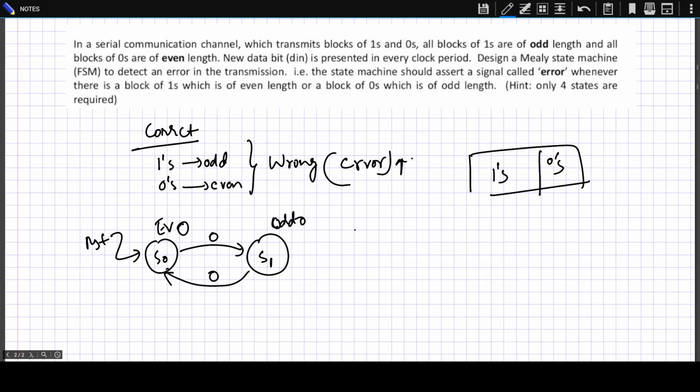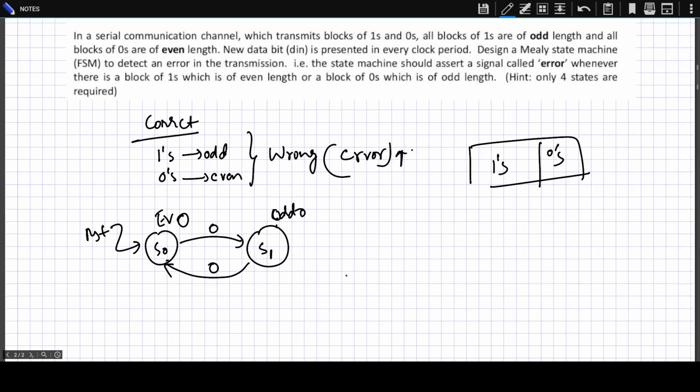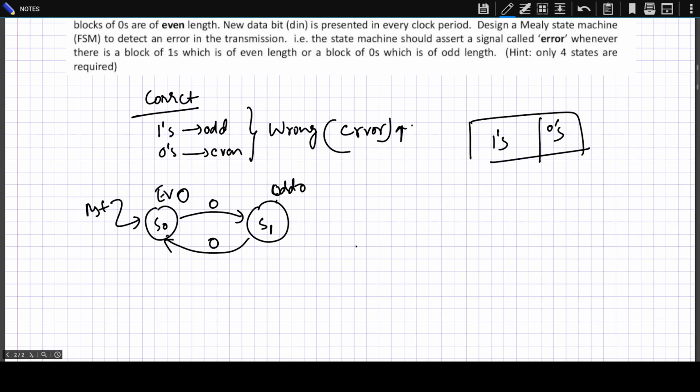So it is like this. It was at the even zero state, it got a zero, it moved to the odd zero state, it got another zero, it moved to the even zero state. If we get another zero, it will move back to the odd zero state. So the part detecting the number of zeros is done. Now we need to detect the number of ones.